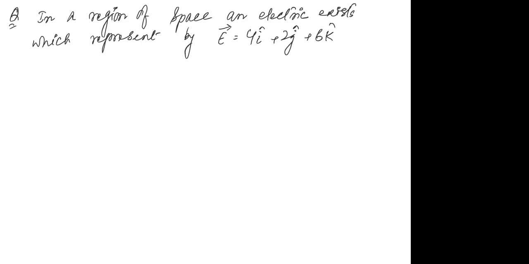What does it mean? Electric field is along the x-axis, y-axis, z-axis, or along all the three axes? What do you mean by this? If I say electric field is 4i cap plus 2j cap plus 6k cap, what does it mean? It is along all the three axes, right? It is spread over the whole space, whole volume, right?